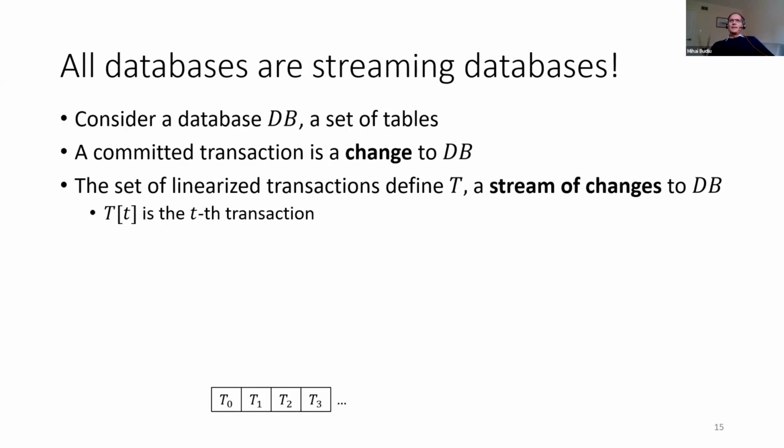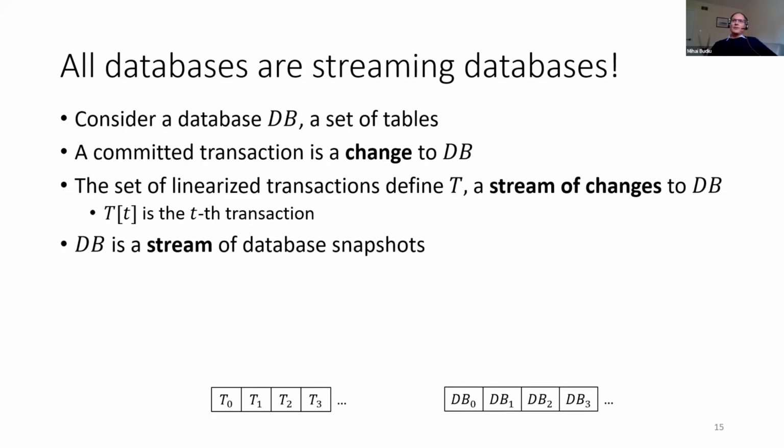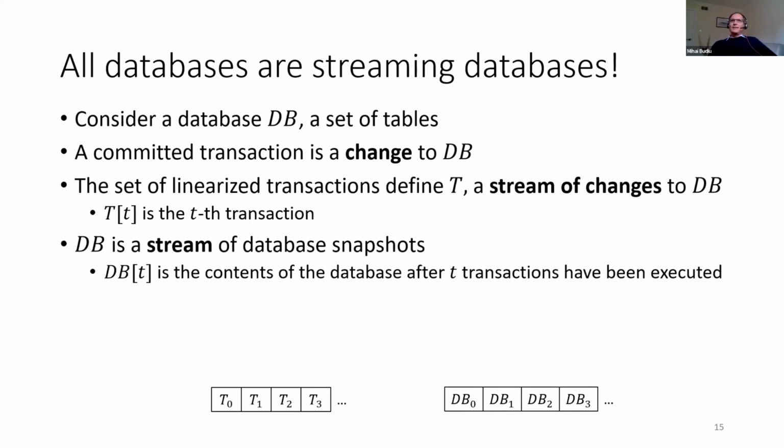All right, so the t-th transaction is the one that you applied after t operations. Now, you can think of your database as also forming a stream. It's a stream of snapshots. DB at time 0 is the database when you started. It was probably empty when you created it. DB at 1 is the database after you applied the first transaction, and so on.